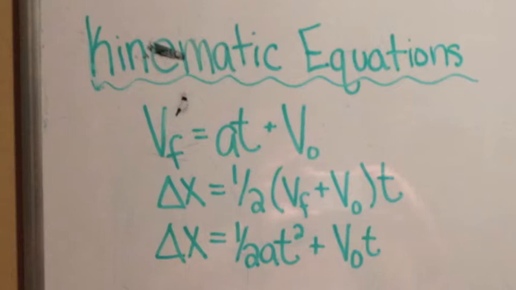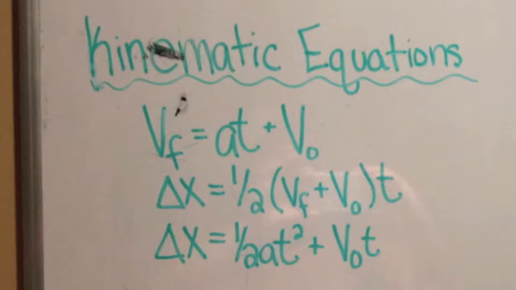The kinematic equations are velocity final equals acceleration times time plus initial velocity. Change of position equals 1/2 the quantity of velocity final plus initial velocity times t. Change of position also equals 1/2 acceleration times time squared plus initial velocity times time.